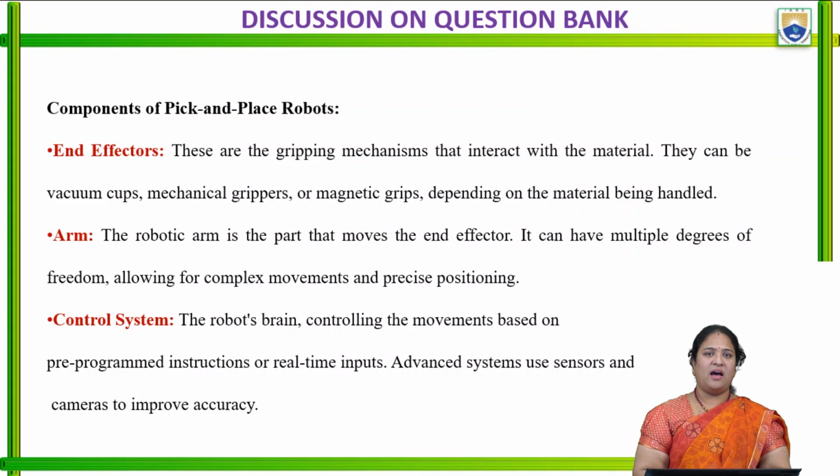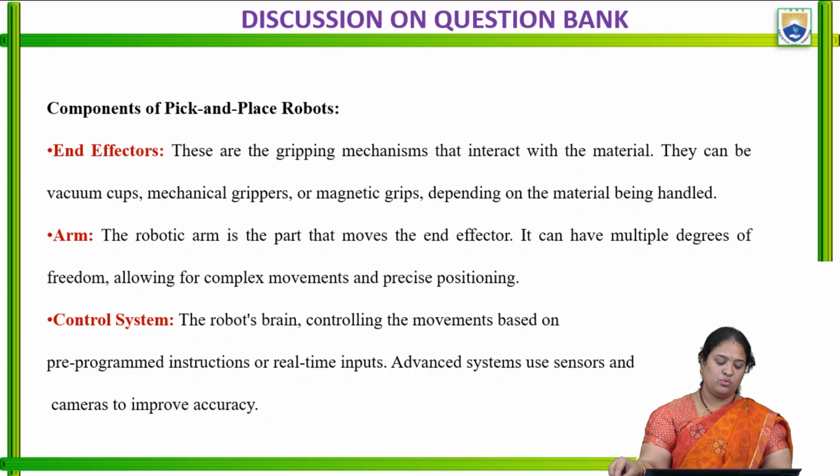When we come to the arm, the robotic arm is the part that moves the end effector. The end effector will be moved with the help of the robot arm. It can have multiple degrees of freedom, allowing for complex movement and precise positioning. Coming to the control system, the robot brain controls the movement based on pre-programmed instructions or real-time inputs, and advanced systems use sensors and cameras to improve accuracy.